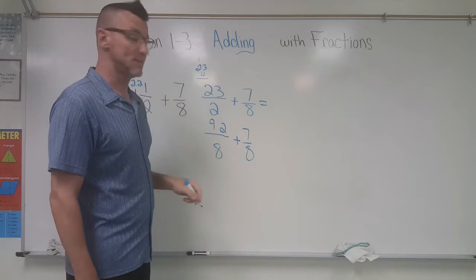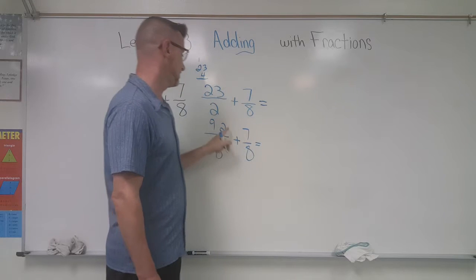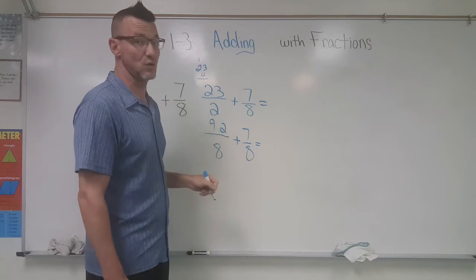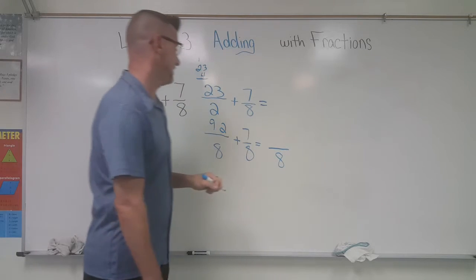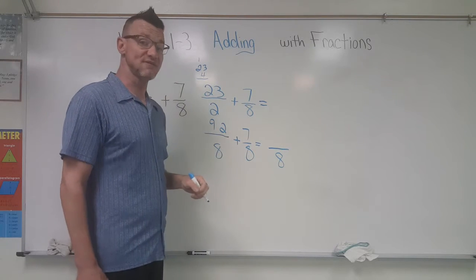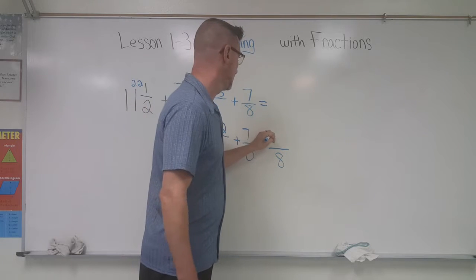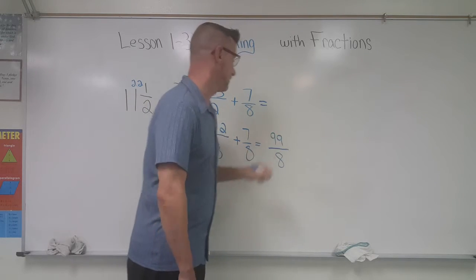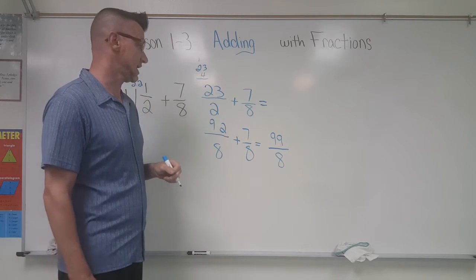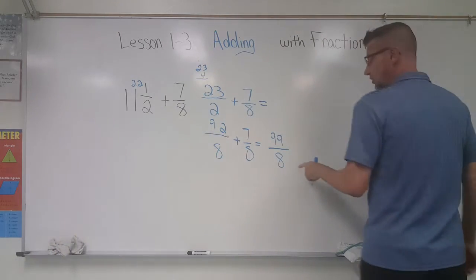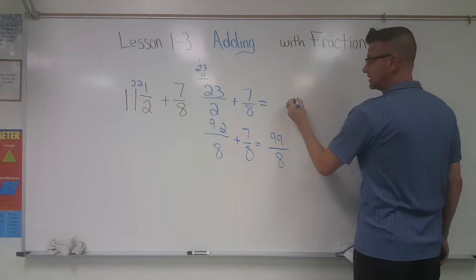So now that they're the common denominators, all we have to do is add the numerators together and, of course, keep the denominator. So we know it's going to end up being over 8. So 92 plus 7 is 99. So 99 over 8. But we can reduce that because we know 8 can go into 99. So let's go ahead and see how many times 8 can go into 99.